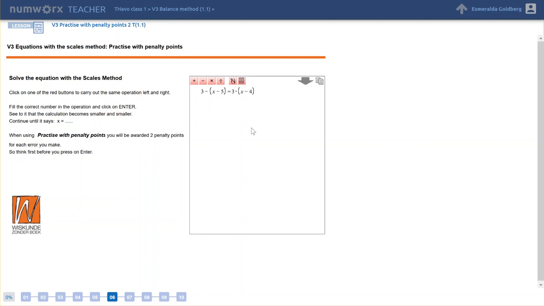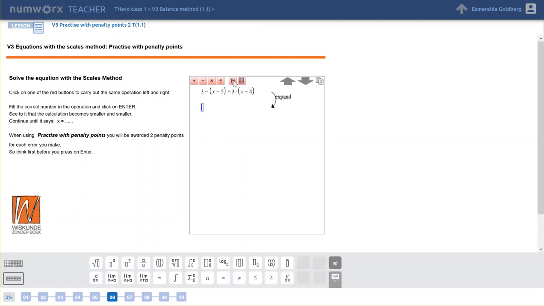In the right-hand side, it's pretty straightforward. We multiply by 3, so we do 3 times x, and we do 3 times minus 4. Let's just copy the left-hand side, leave it as it is, and remove the brackets in only the right-hand side. So I just type over the left-hand side, x minus 5 between brackets. Oh, I made a mistake there.